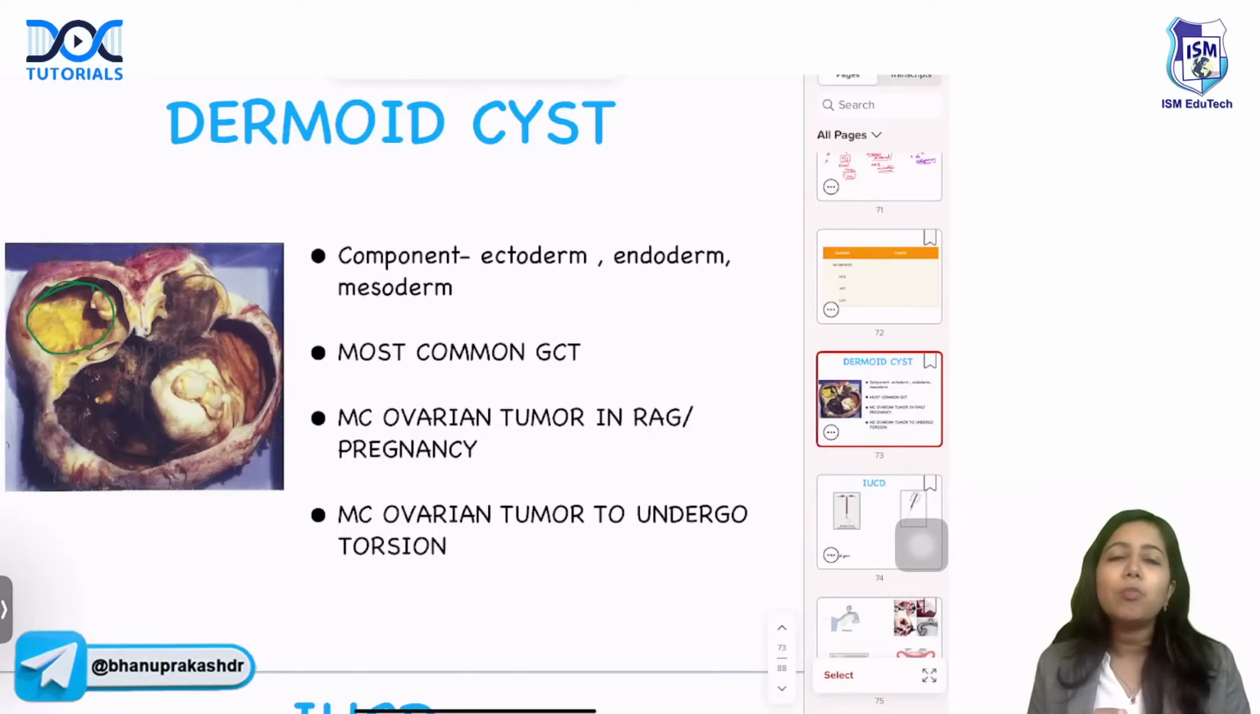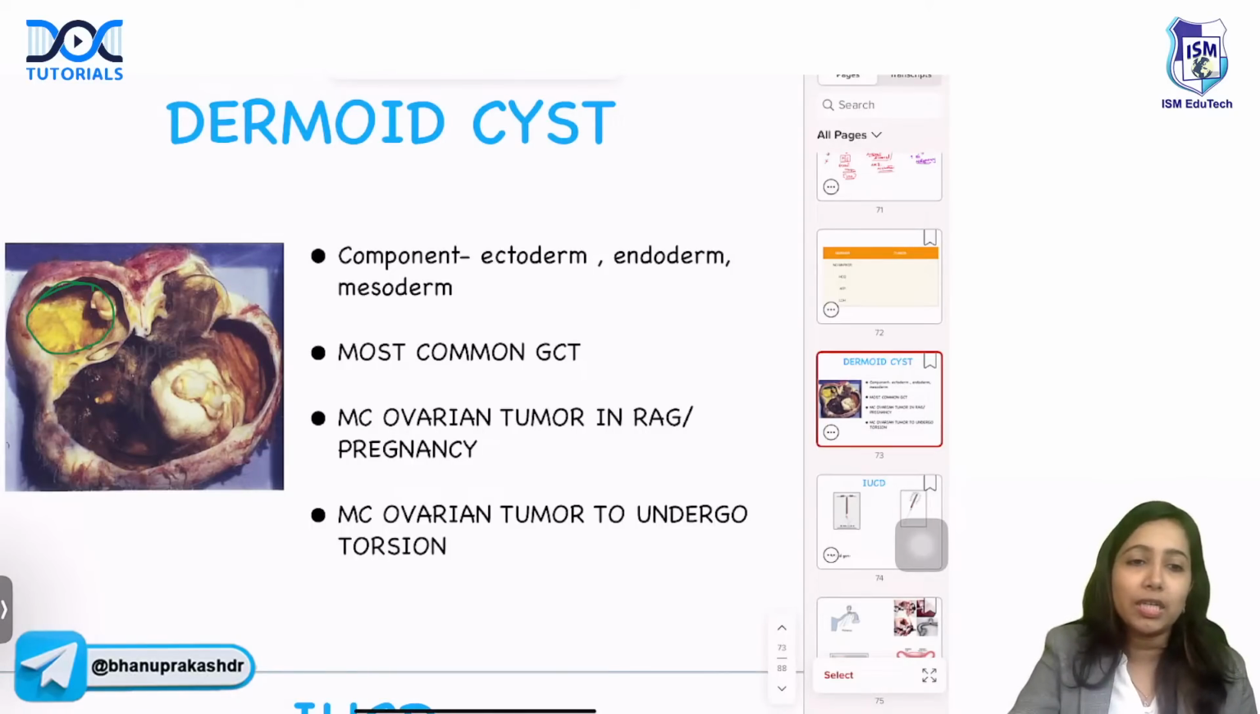Think about dermoid cyst. Some of the important one-liners from dermoid cyst include it's the most common GCT, germ cell tumor. It's the most common ovarian tumor in the reproductive age group as well as in pregnancy. It is the most common ovarian tumor to undergo torsion as well.